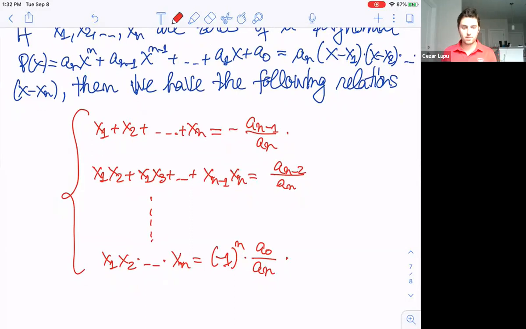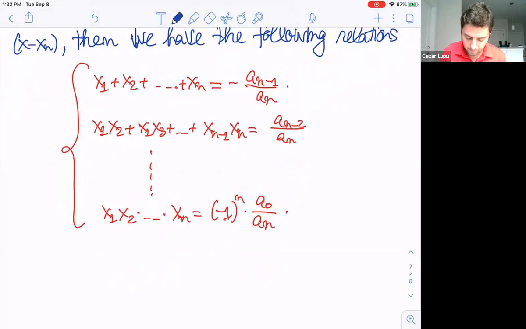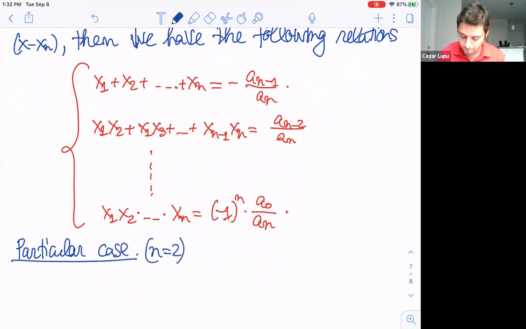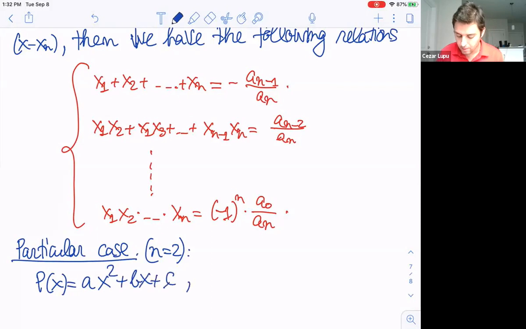You'll see how some of them are Putnam problems. And for you to see this, let me give you a particular case, when n equals 2. We have this quadratic polynomial, which is ax squared, let me write it in this way, plus bx plus c, right? This is the quadratic polynomial.